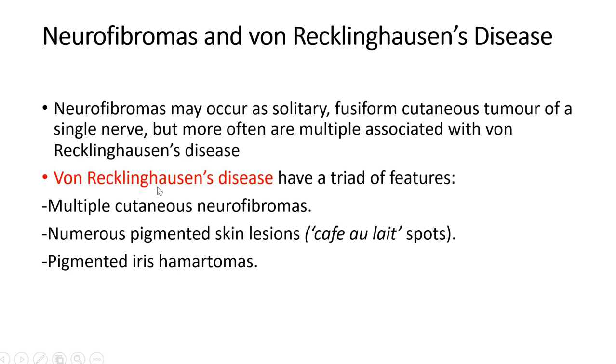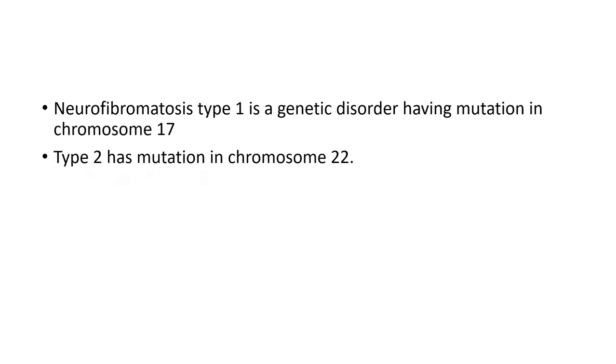Von Recklinghausen's disease has a triad of features. It includes multiple cutaneous neurofibromas. There can be numerous pigmented skin lesions, which are called café-au-lait spots, brownish pigmented skin lesions seen throughout the body. And third is pigmented iris hamartomas. So these three form the typical triad of von Recklinghausen's disease or neurofibromatosis.